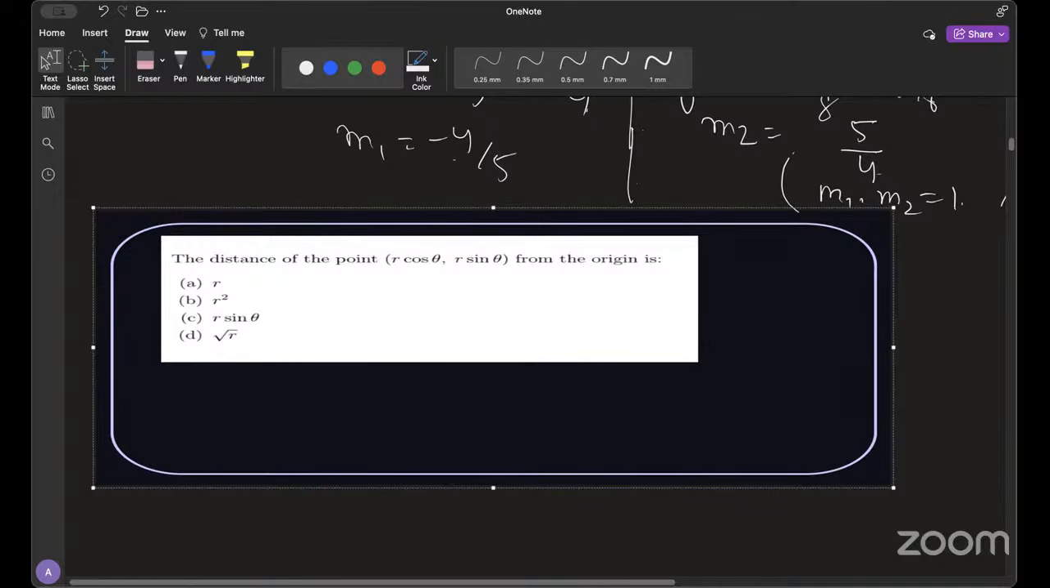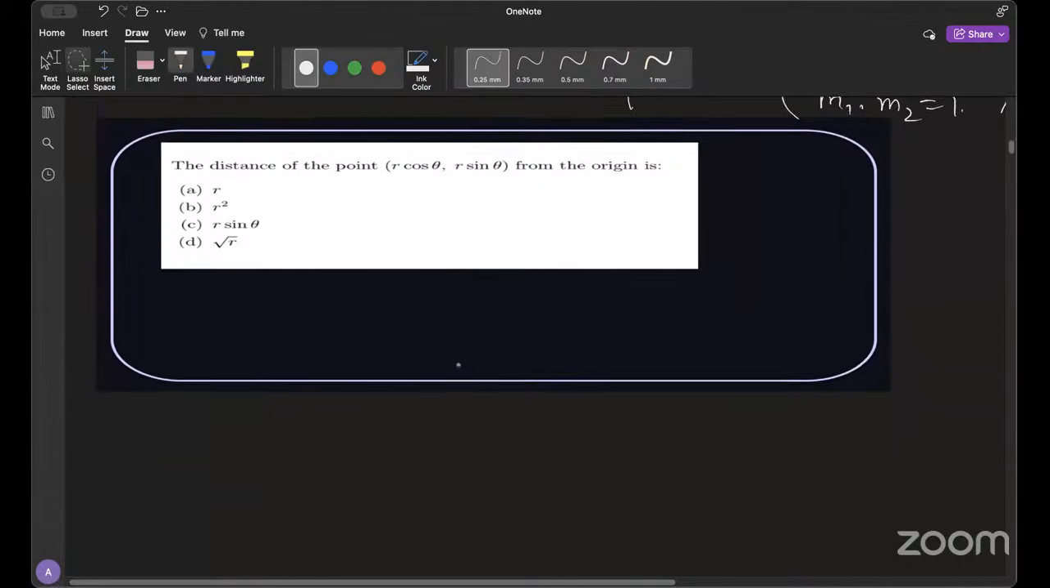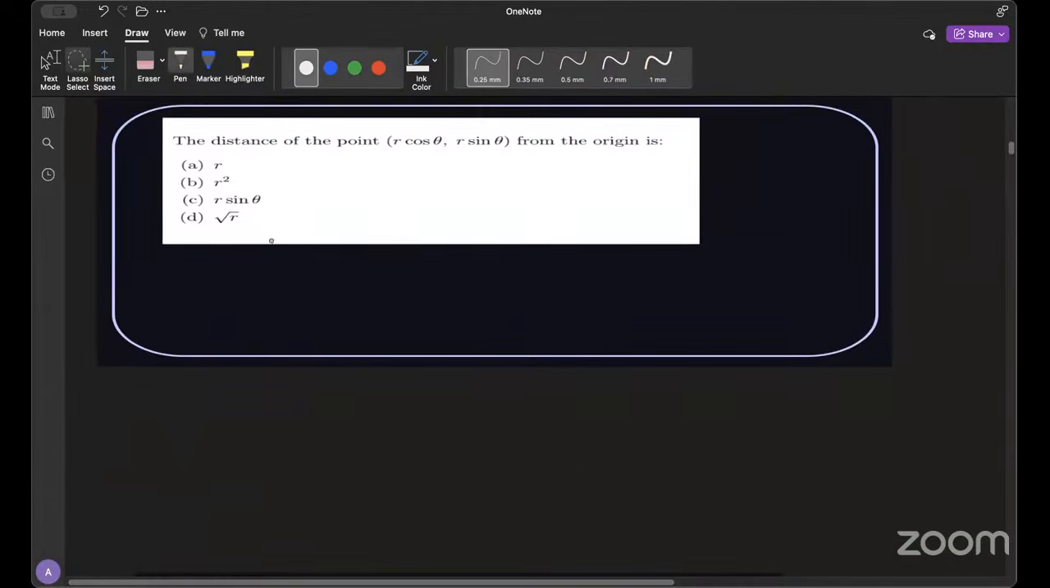That is R. Ma'am, actually, this should be mod of R. Let's see. The point is given to be r cos theta and r sin theta, and the other point is 0, 0.